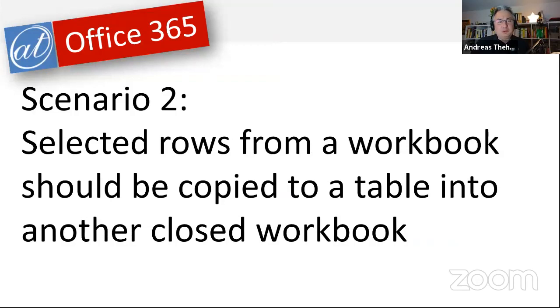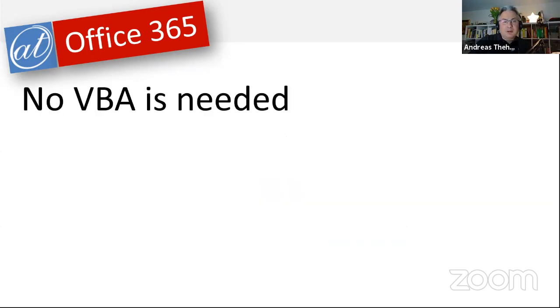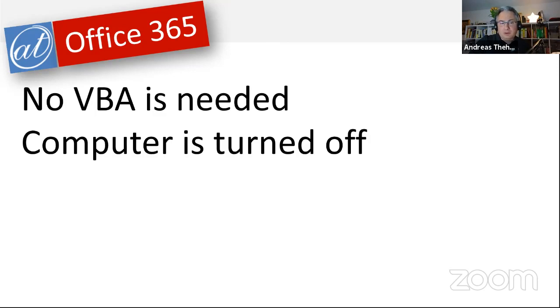And scenario 2: I select a row in one table, click a flow button in Excel, and the rows will be copied to a closed file saved on my OneDrive. I will show you the scenarios first. And the good news is, as I said, no VBA is needed, no programming. Your computer can be turned off. It functions in the night, so you can use it automatically to be informed when you are on holidays or so.